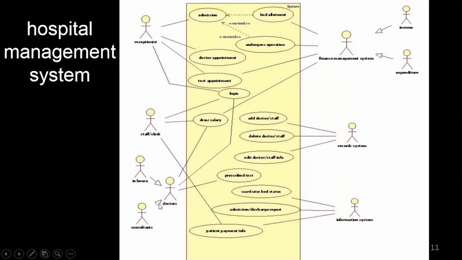So the doctors here are generalized as in-house doctors and consultants. They can be of different types. Okay, so the actors also have a generalized relationship. Similarly, the finance management system, income and expenditure. Then there are the record system, information system, receptionist, staff, and all those things, and they have different kinds of functionalities, different kinds of use cases shown for the functionalities which they have to perform.